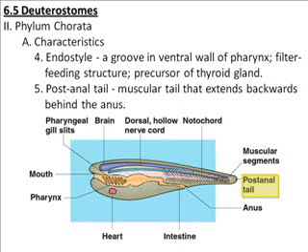A fourth characteristic of chordates is the endostyle, which is a groove in the ventral wall of the pharynx. Ventral, remember, is towards the underside, or the belly side. It is a filter feeding structure and may also be the precursor of the thyroid gland in vertebrates. And the last characteristic of chordates is a post-anal tail, which is a muscular tail that extends backwards past the anus.